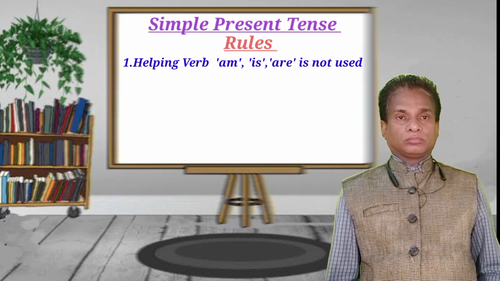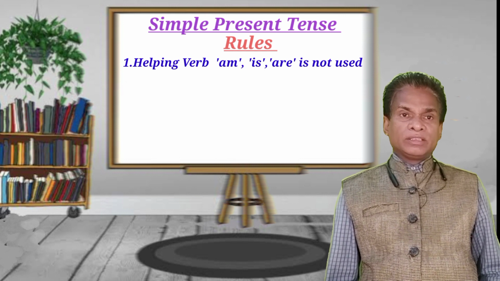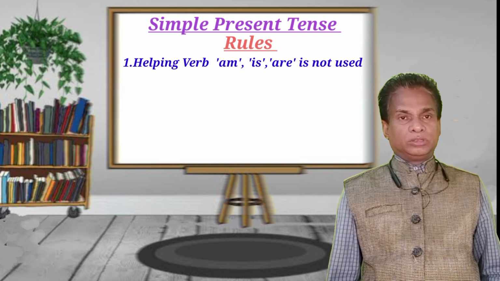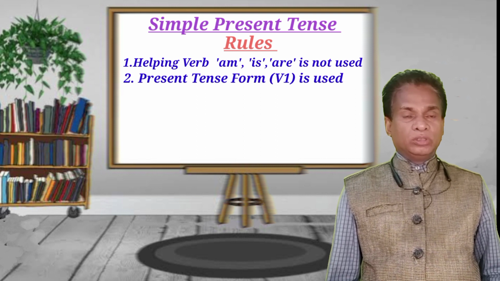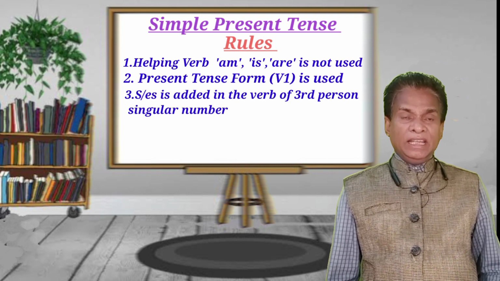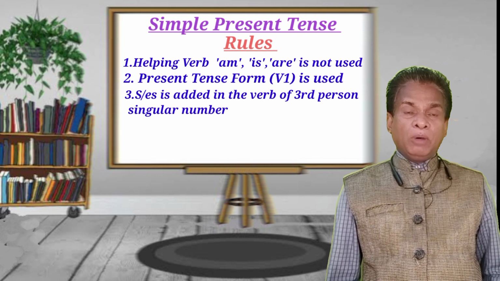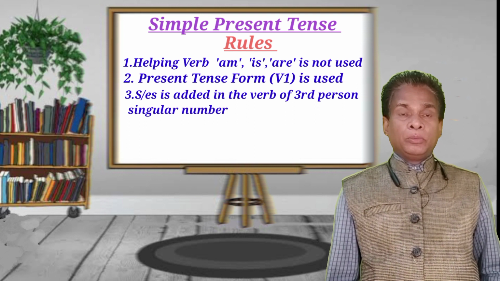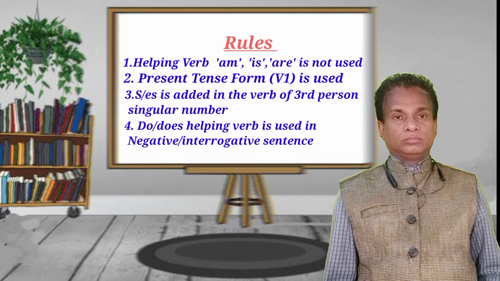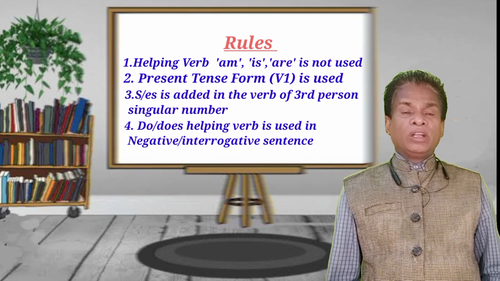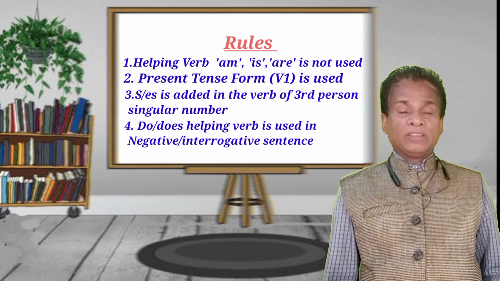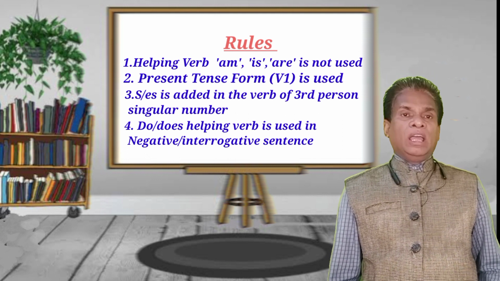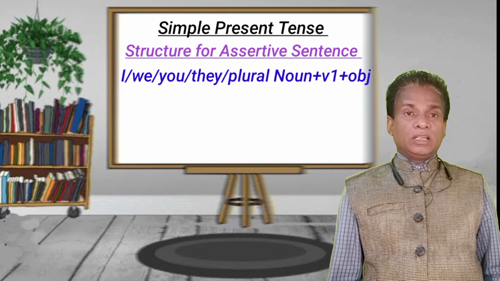Rules. In this tense, auxiliary verb am, is, are is not used. Present tense form or V1 is used. In the verb of third person singular number, we add s or es. Or do or does helping verb is used in negative or interrogative sentences. Now we should know the structure.